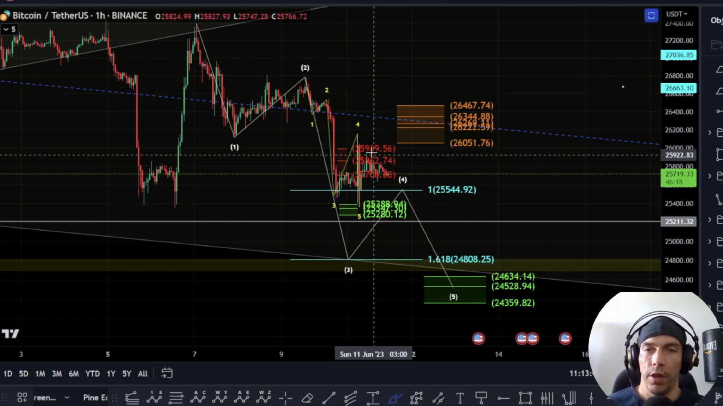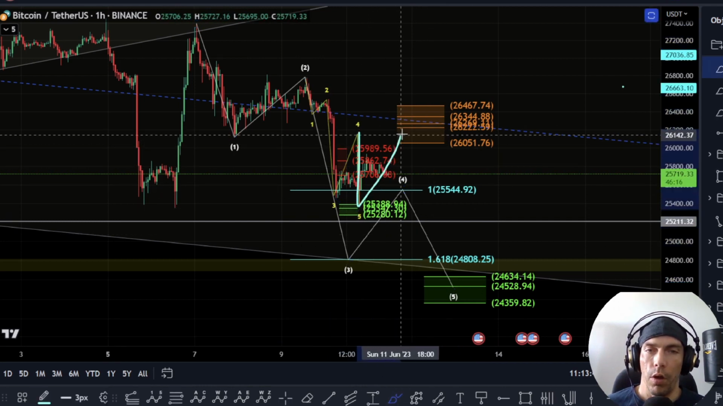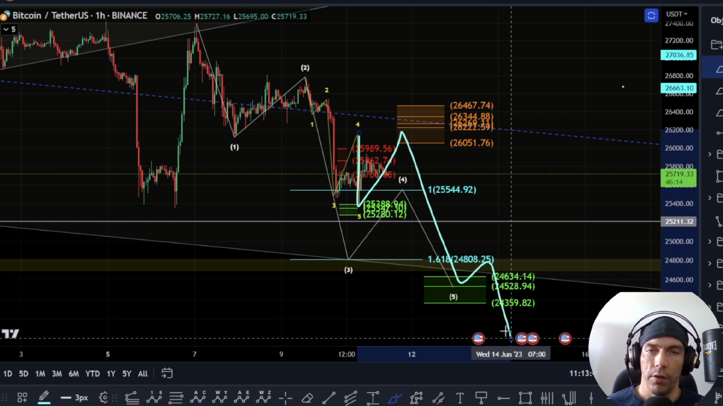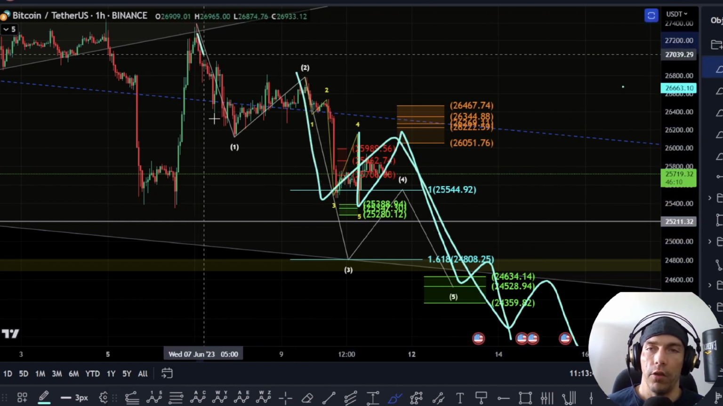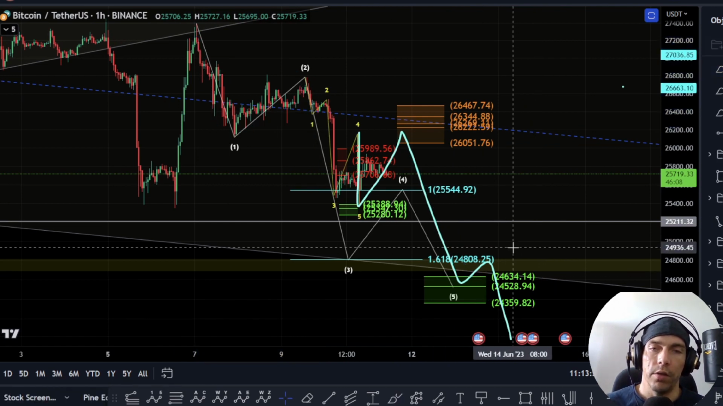Like I said, we need to be careful that this isn't in fact another 1-2 here, and then we look to break down deeper, where this all becomes 1, 2, 3, 4, 5, and then we'd have that 3rd wave playing out a lot deeper here.